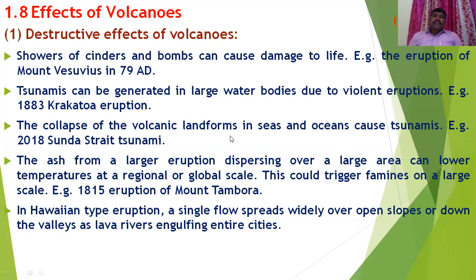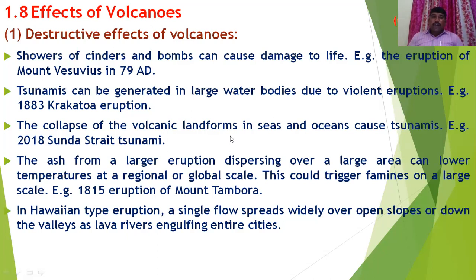Tsunamis can be generated in large water bodies due to the violent eruption of volcanoes. For example, the Krakatau eruption in 1883. The collapse of volcanic landforms in seas and oceans causes tsunamis. The best example is the Sunda Strait tsunami in 2018.